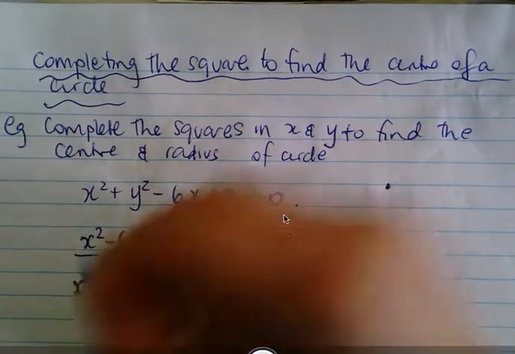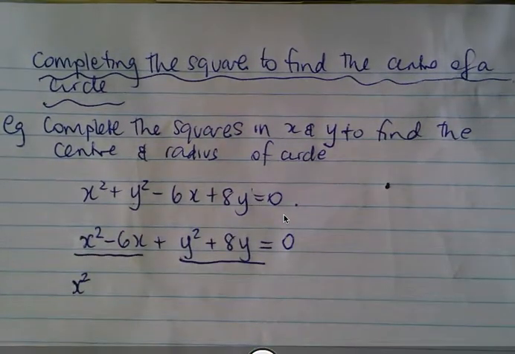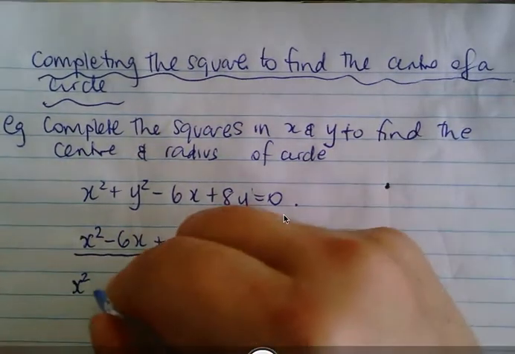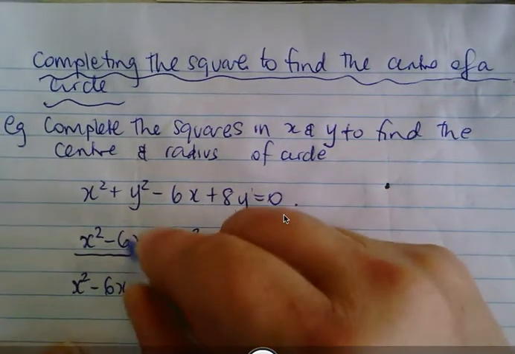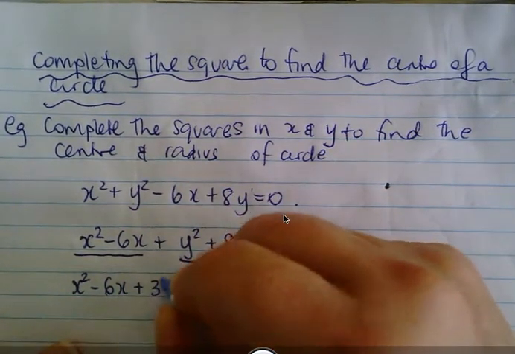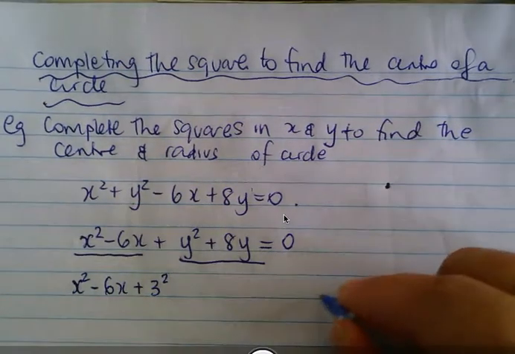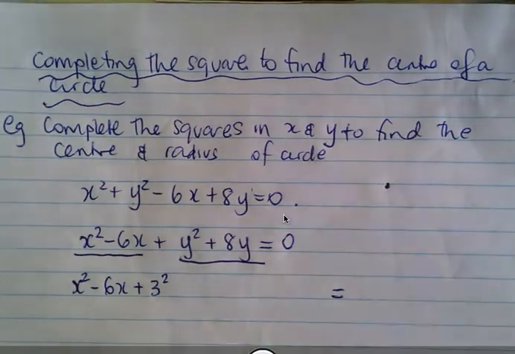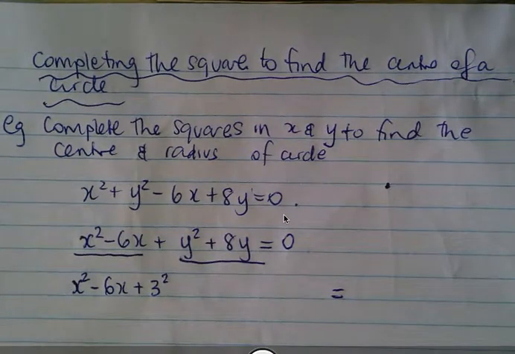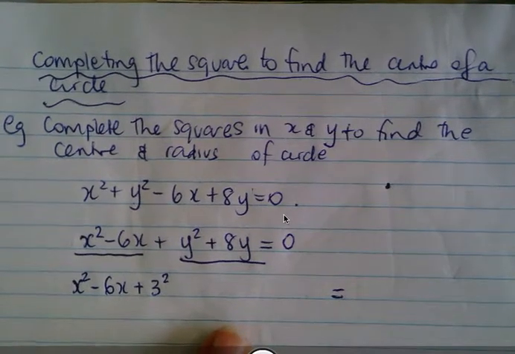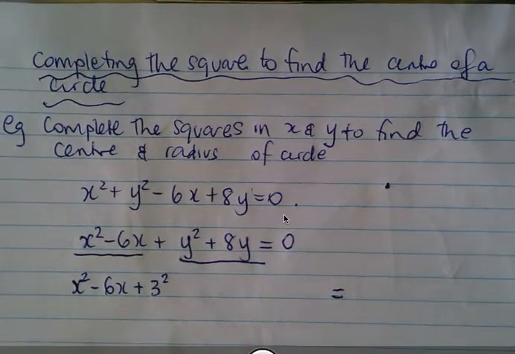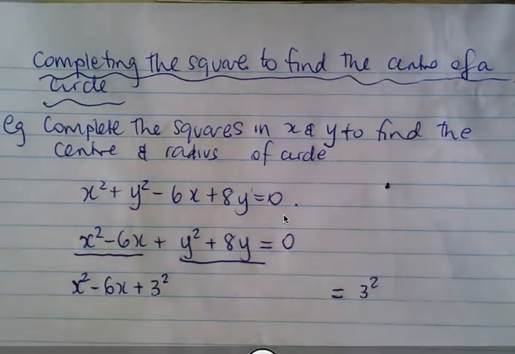Now, because this is an equation and we've got left-hand side and right-hand side, half of 6 is 3, so we're going to add 3 squared to this side. Because it's an equation, I'm going to add 3 squared to both sides. There are two options that you have. You can add 3 squared and take away 3 squared on the same side. That way you've added nothing on one side, or you can add 3 squared to both sides, which still keeps the equation balanced. So I'm going to add 3 squared on the right-hand side.